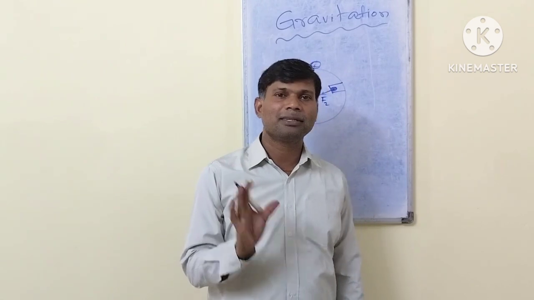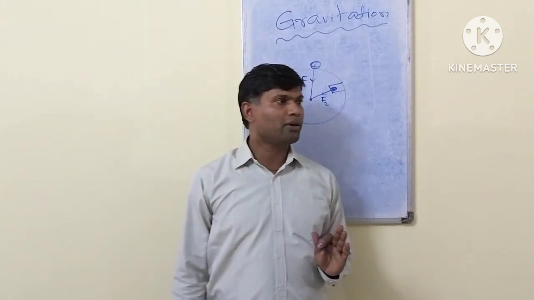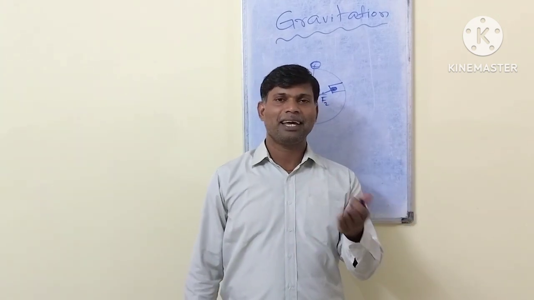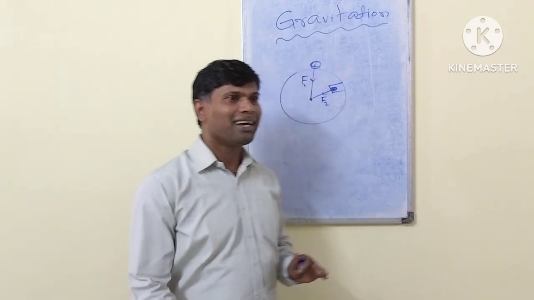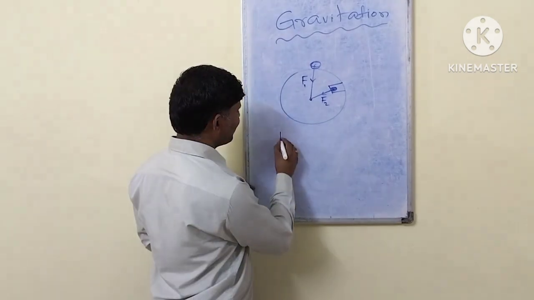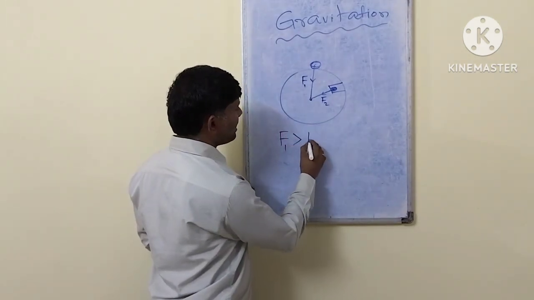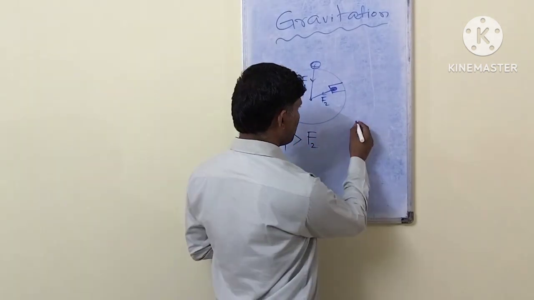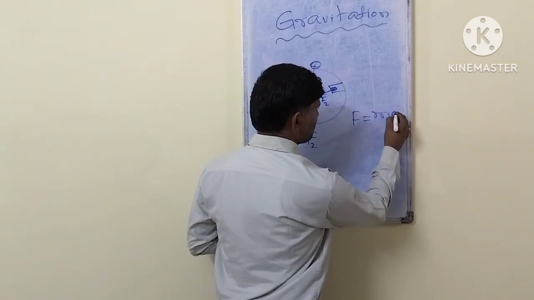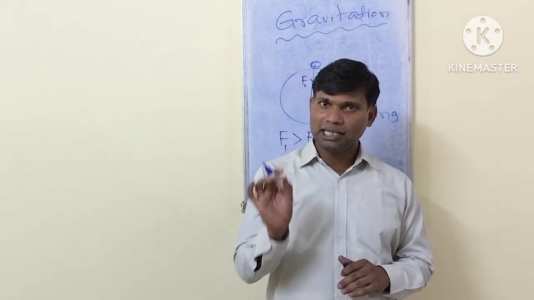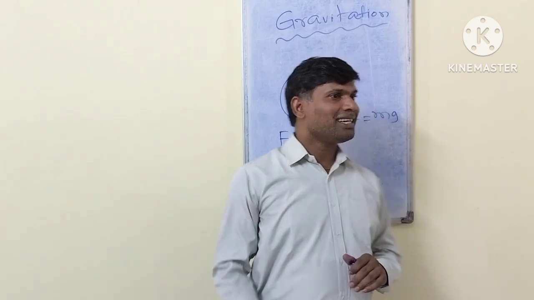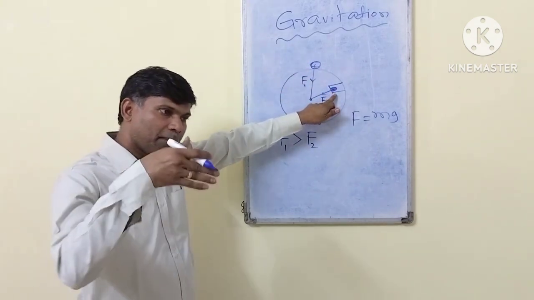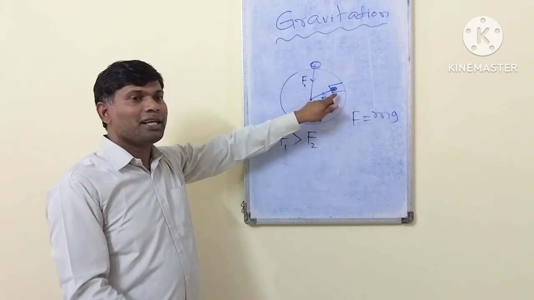Then what can you guess? Is F1 more or is F2 more? You tell. You can very well tell. Is F1 more or is F2 more? So what I am telling, F1 is greater than F2. But you know the force formula, no? That is F equal to mg. My mass is the same, but the g value is changing. The g value on the surface of the earth is different from the g value at a depth inside the earth. Then why is it so?